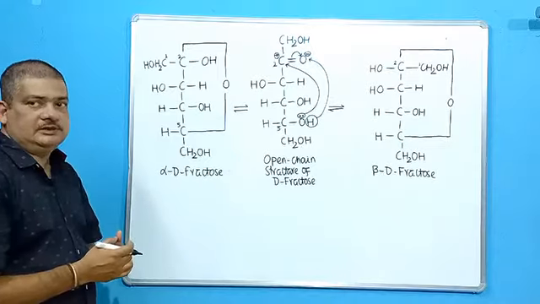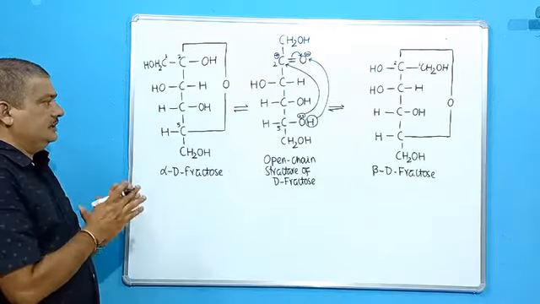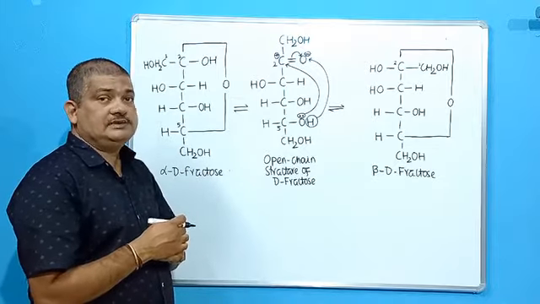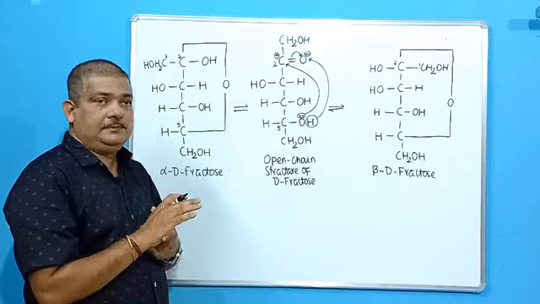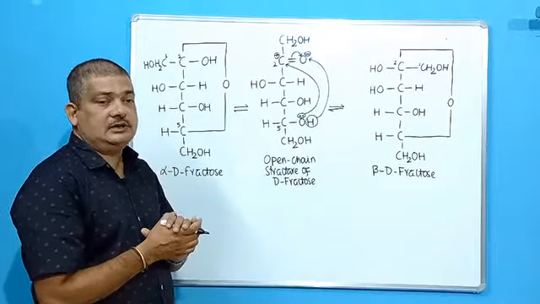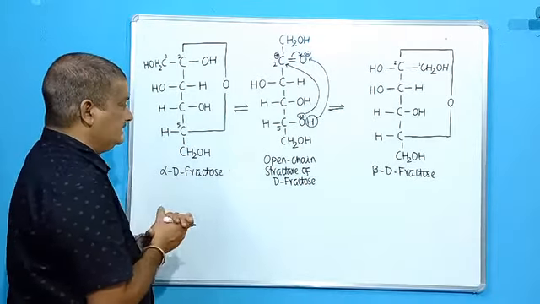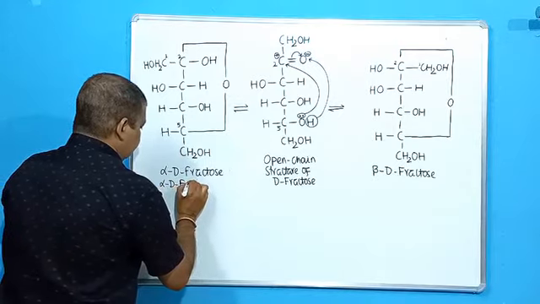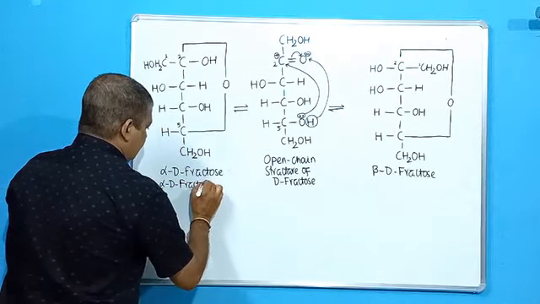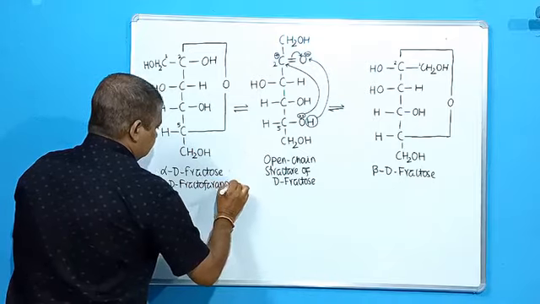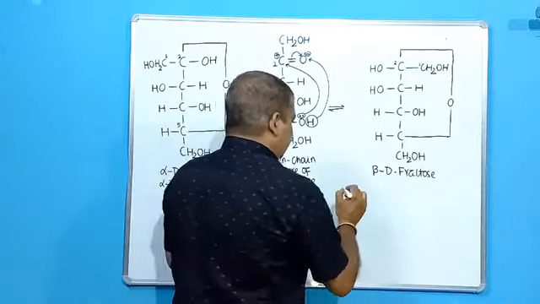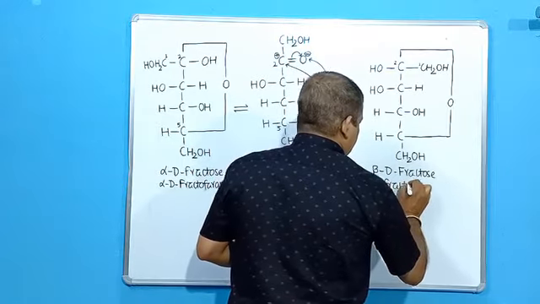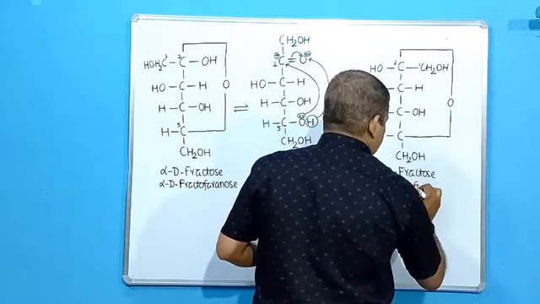Okay. So two stereoisomers are possible in this case, which confirms the ring structure of fructose. And as I told you, fructose can have two types of rings. One is the 5-membered ring, called the furanose structure. It is also called alpha D fructofuranose. It is also known as beta D fructofuranose.